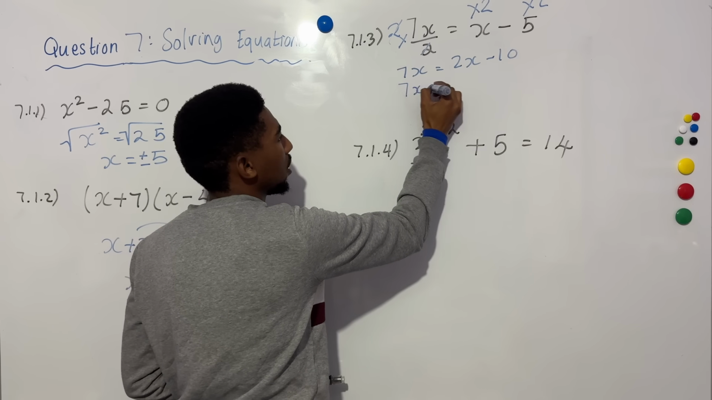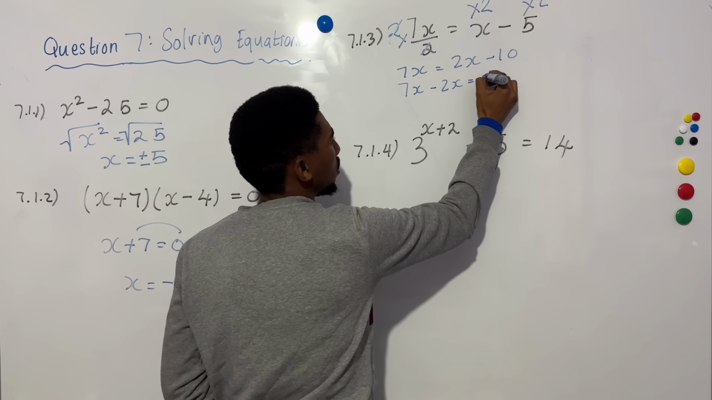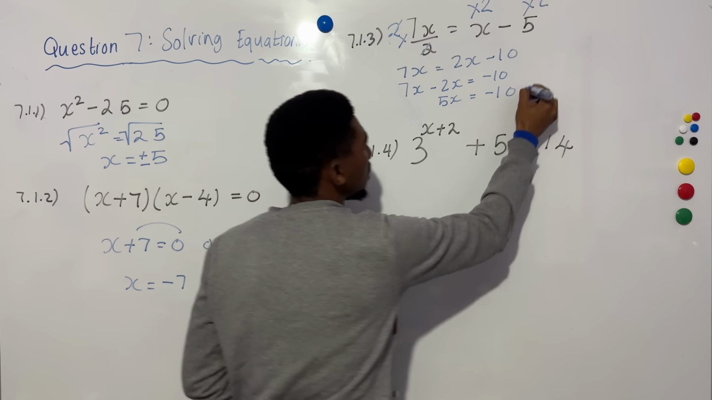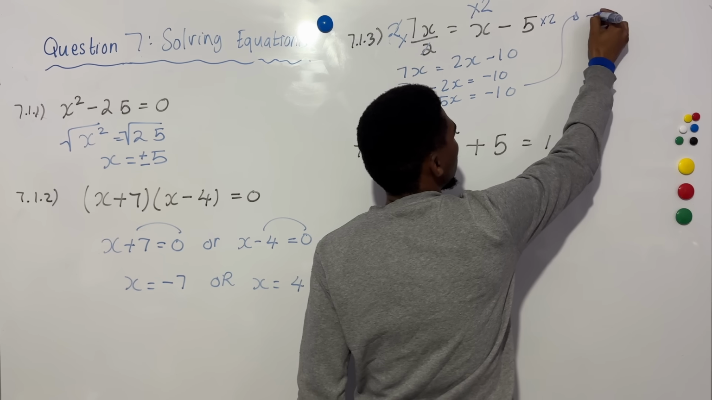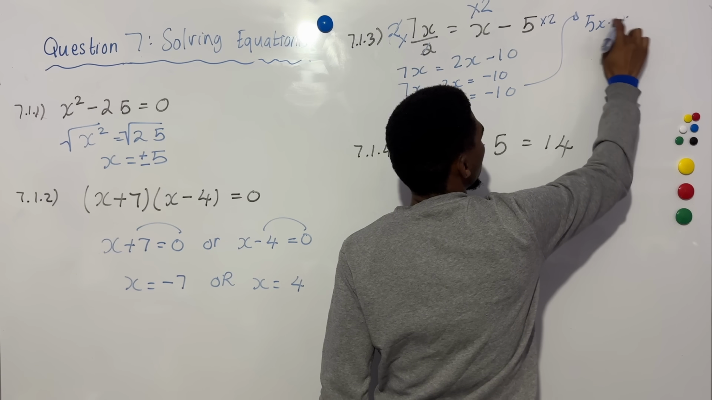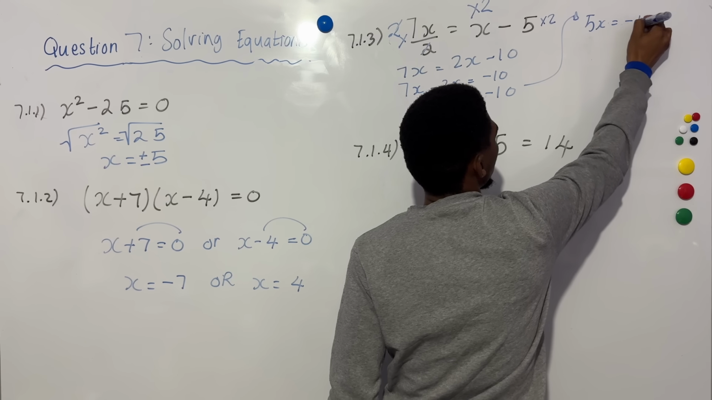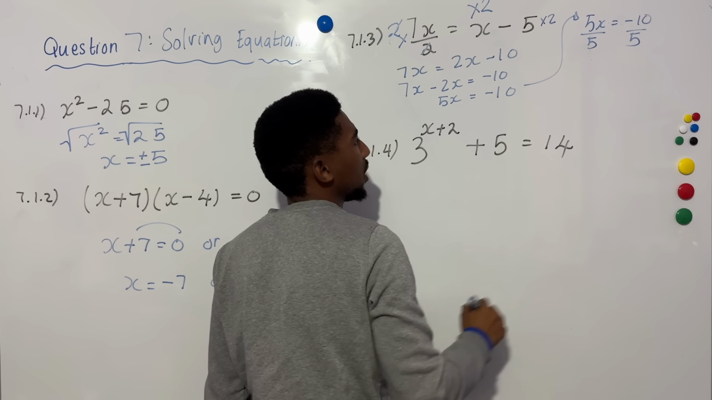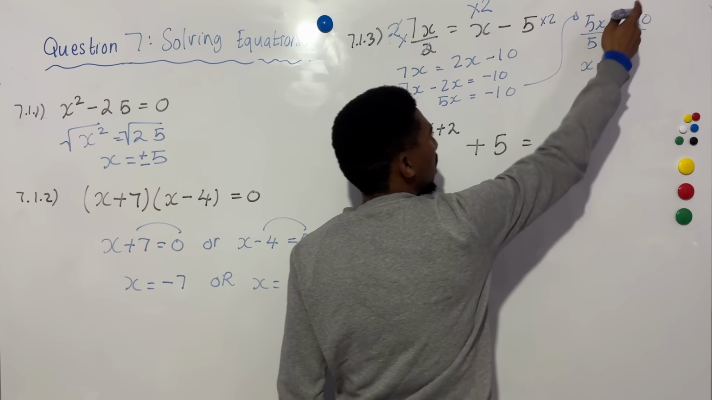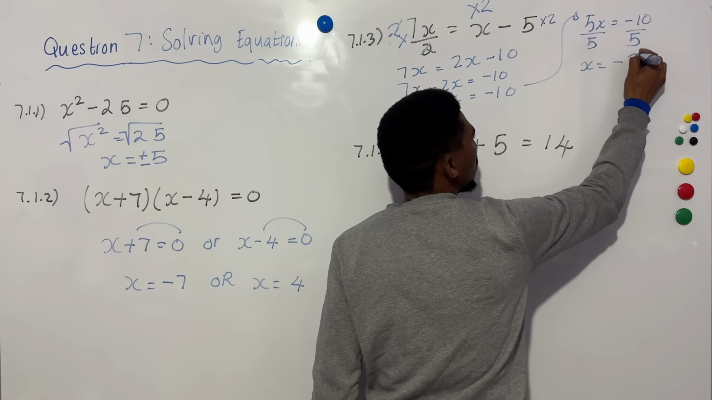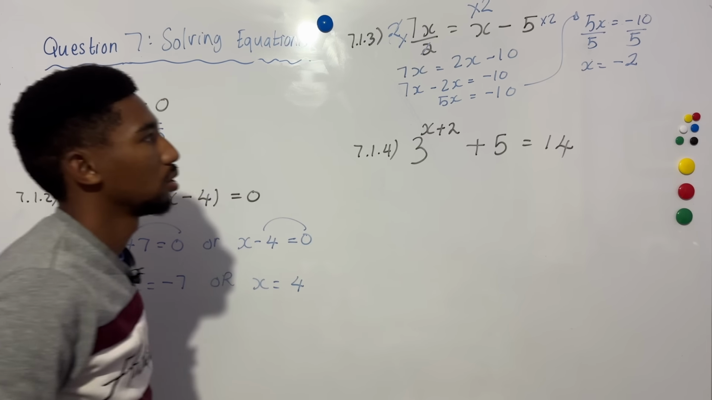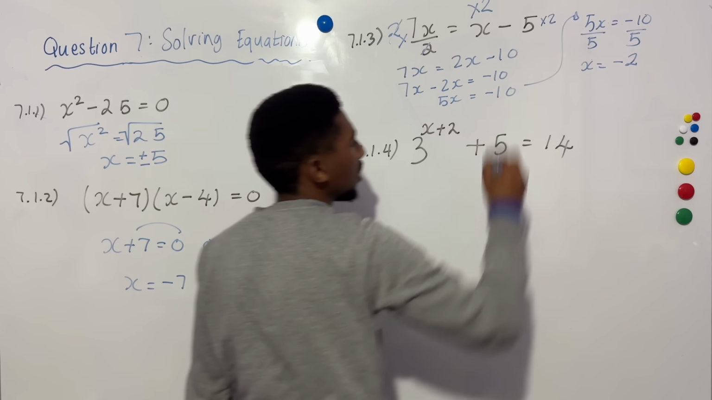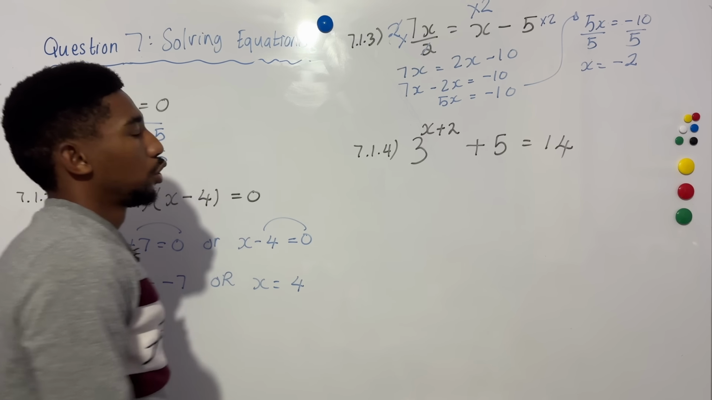Solving for x would be 7x minus 2x equals to minus 10. 5x equals to minus 10. Let's go over there. So we have 5x equals to minus 10. To find x, we divide by the number that's next to x. So we have x equals to minus 10 divided by 5, which is equal to minus 2. Minus number divided by positive number is still minus. 10 divided by 5 is 2.